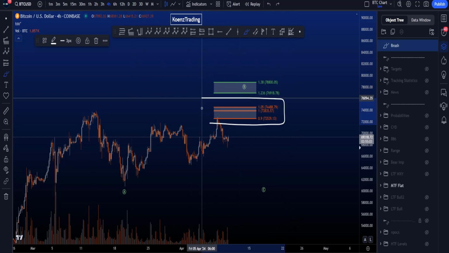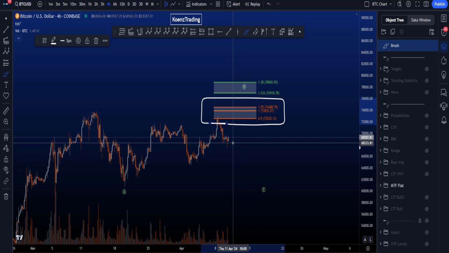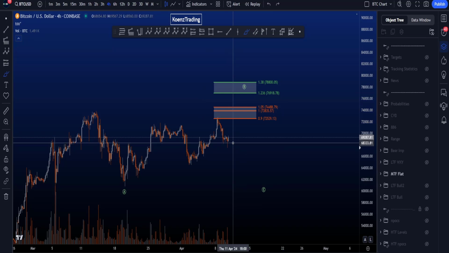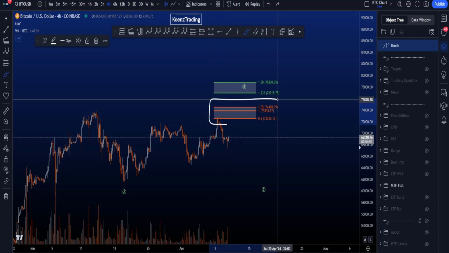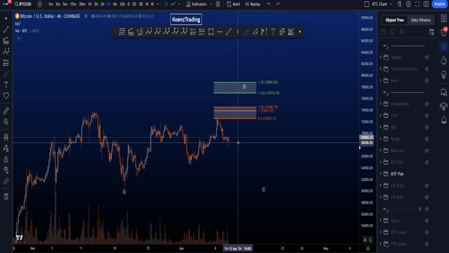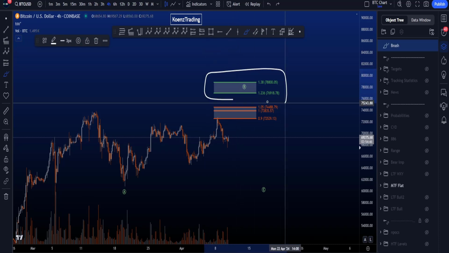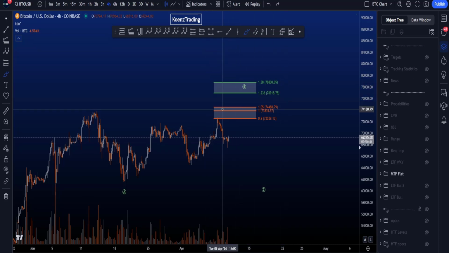The target that you see over here is the target for a regular flat, and a regular flat is less common than an expanding flat, which is the reason why I made this target orange. So naturally, from a probabilities perspective, one would expect price to move towards the upside, as an expanding flat is way more common than a regular flat.